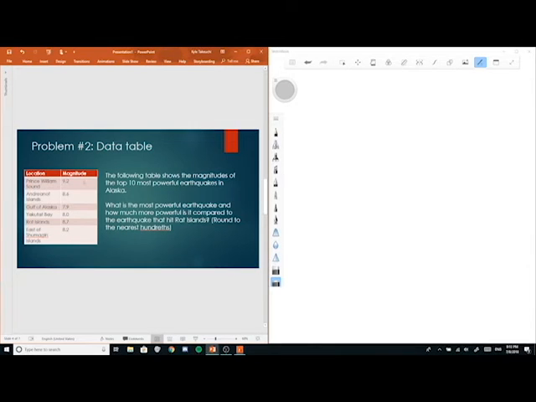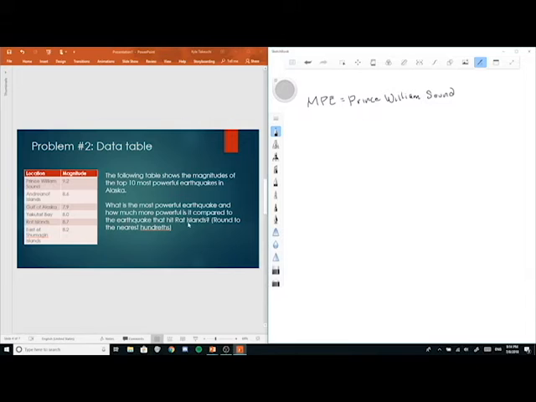Looking at the actual data table itself, what we can see is that clearly Prince William Sound has the greatest magnitude. So therefore, the most powerful earthquake would be 9.2 in the table. So it would be Prince William Sound.